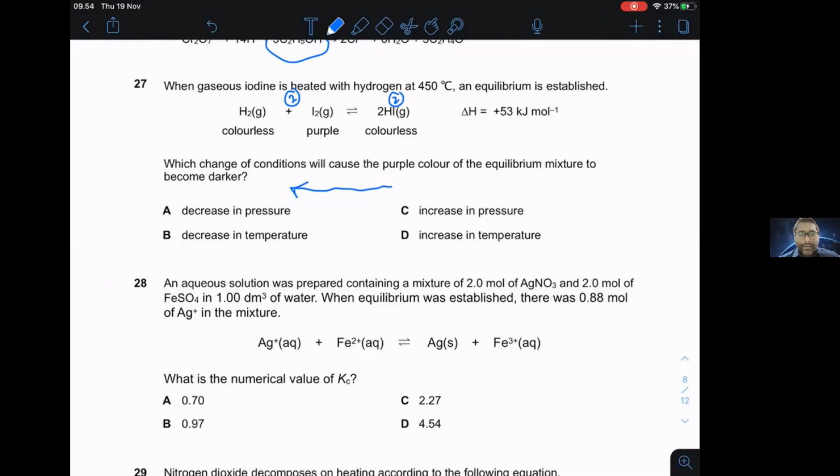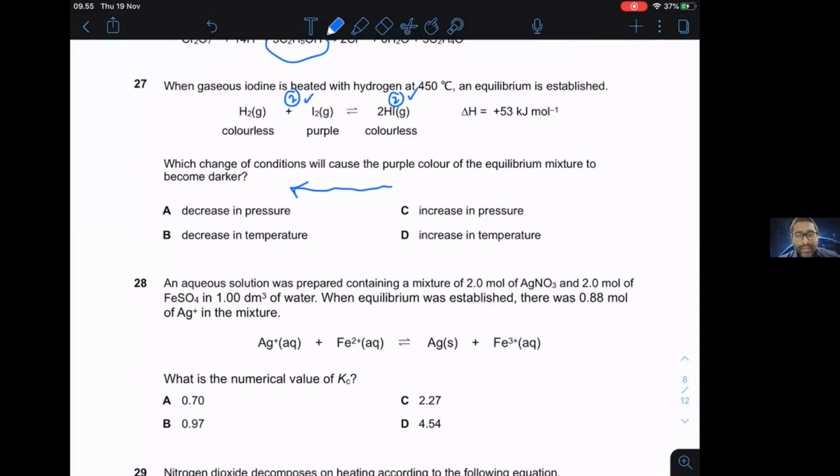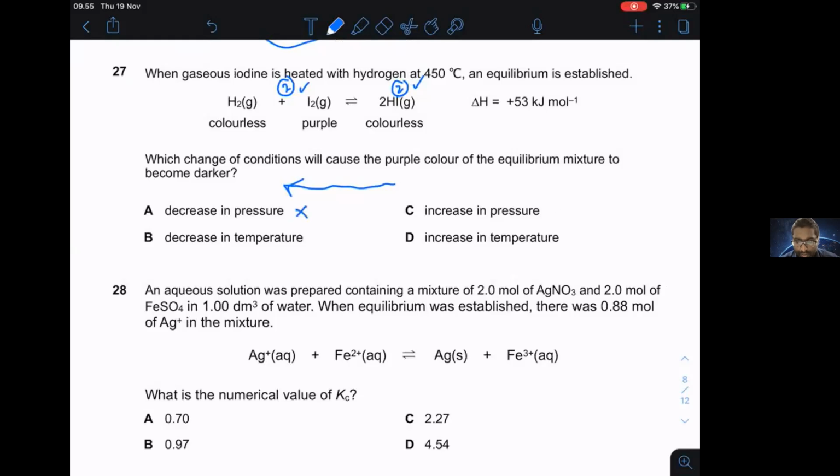Now, for number 27, we want the position of the equilibrium to be shifted to the left. How do we make the position of the equilibrium shift to the left? When we look at the number of moles, there's 2 and 2. If we change any pressure, there is no effect because the number of moles are the same. So here we can just look at the temperature.